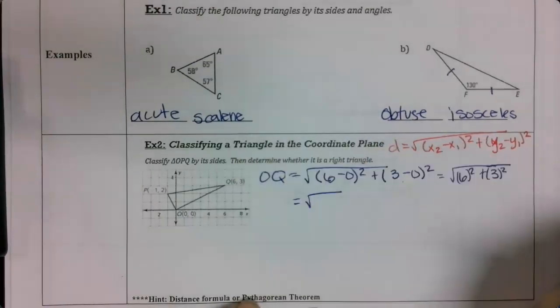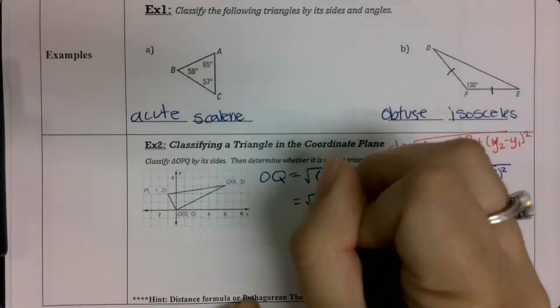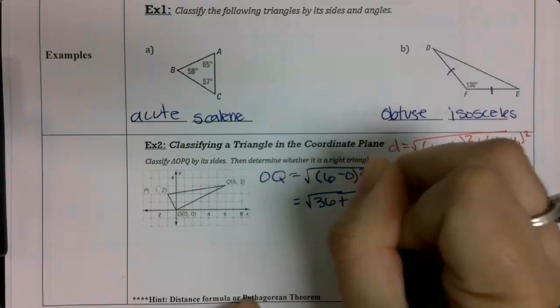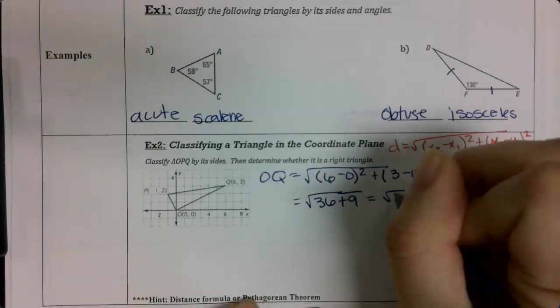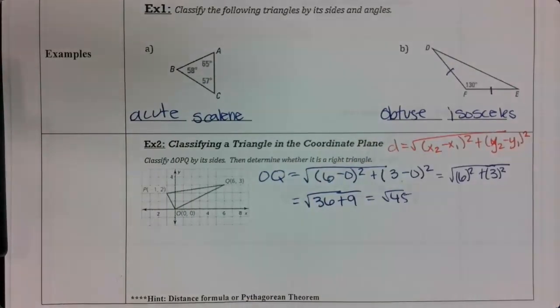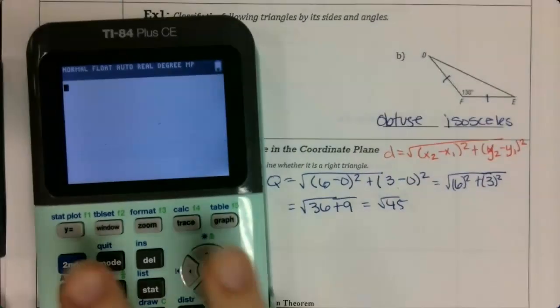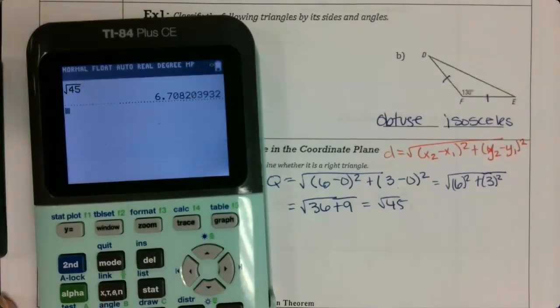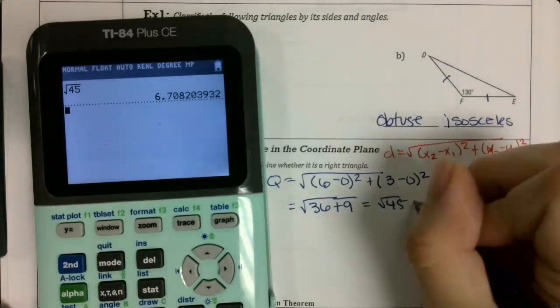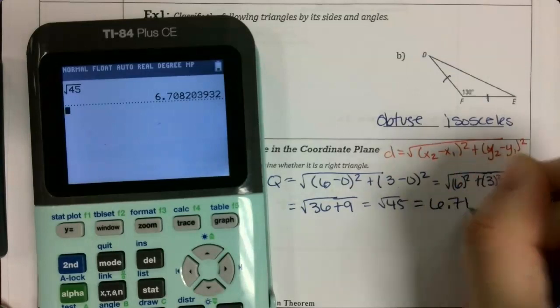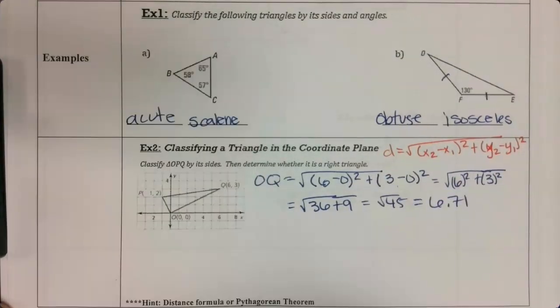So what's 6 squared? And 3 squared? 9. So I want to take the square root of 45. So I'm going to use my calculator for this one. I get 6.71. I'm going to do 2 decimal places.